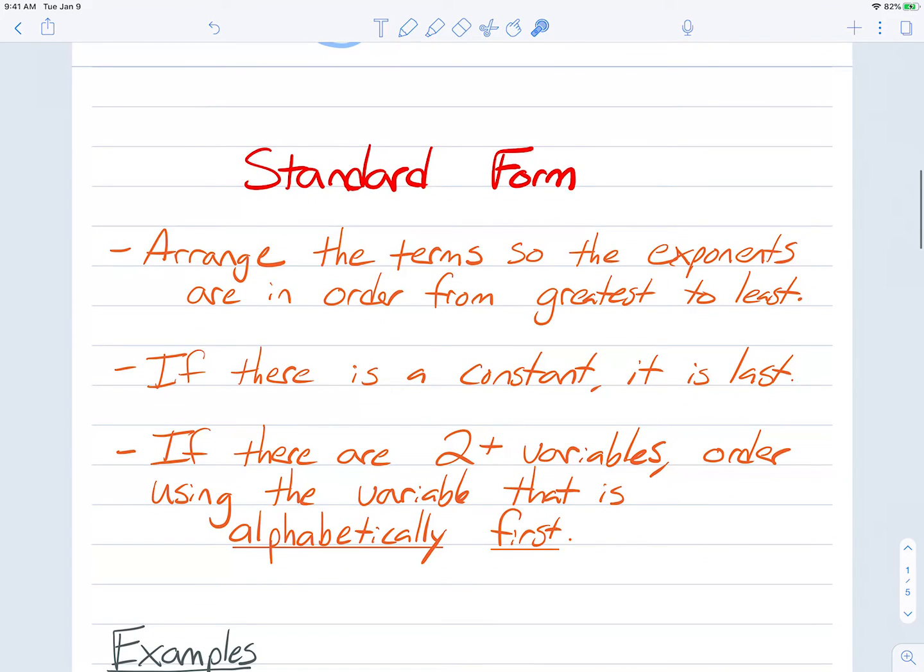Now, the only interesting thing that happens is if there's more than one variable, you think of it in terms of alphabetical order. So if there happen to be an x and a y, that means that the x is in charge. It's the one that you consider first because alphabetically it is first. If there were a's and b's, you would look at the a's first and rearrange them in order first. If afterwards you have terms that only have a b, they come next. So alphabetically, whoever's first is in charge and they go first.